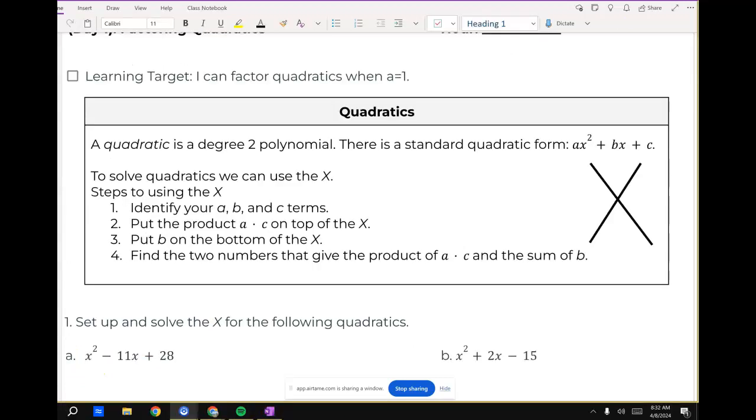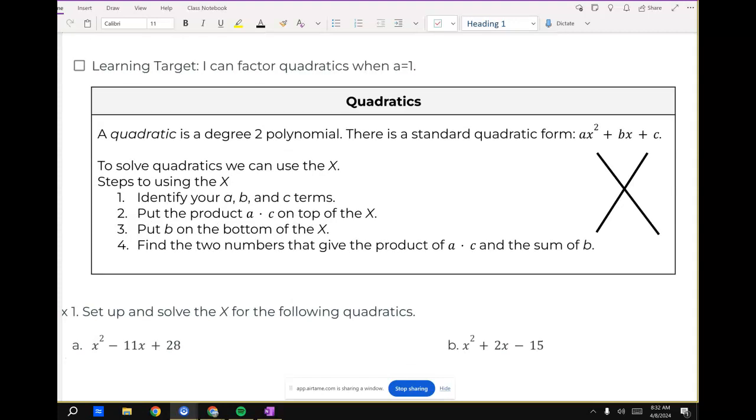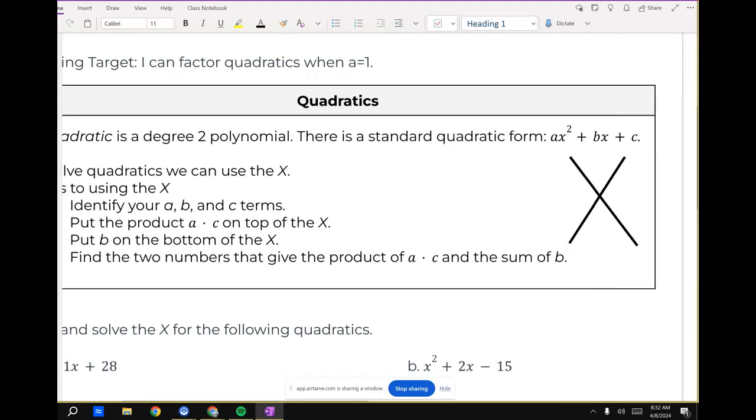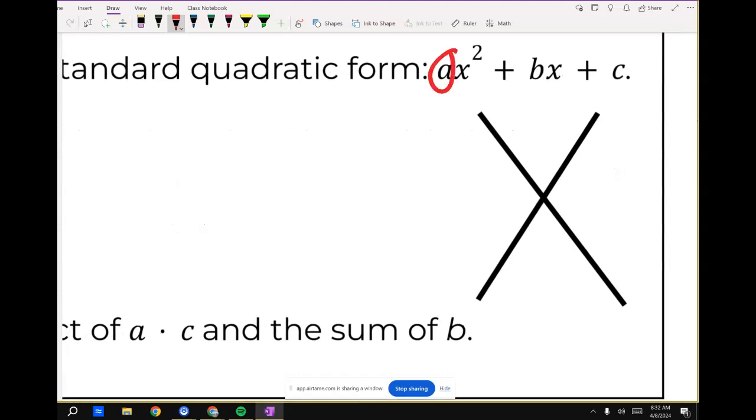To solve quadratics, we use what's called an x. All right, just this thing on the side. We're going to fill in pieces today, and that's all we're going to practice. How we fill in the pieces of this x is we identify what our a, b, and c terms are. We look at whatever quadratic trinomial we have and see what our a, b, and c is. A and b will be coefficients, c will be a constant.